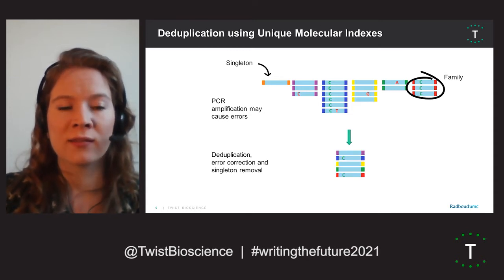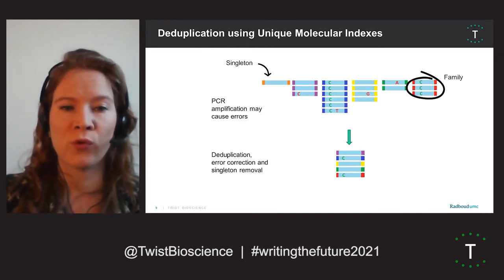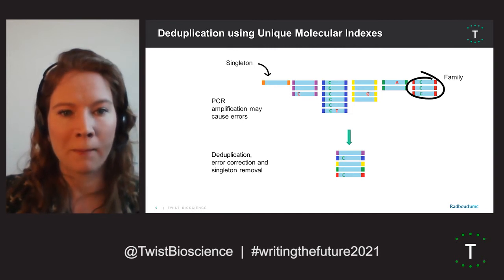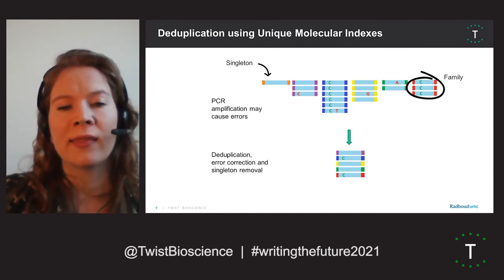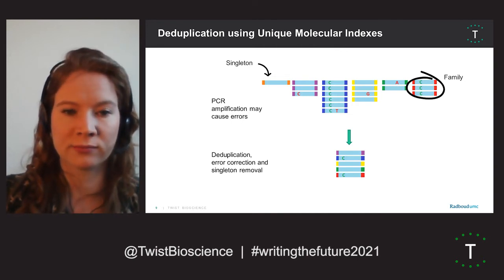We deduplicate the regions, perform error correction and singleton removal, and we end up with only a fraction of the reads that we started with. But here you can clearly see the specific mutation of interest shown without any artifacts.